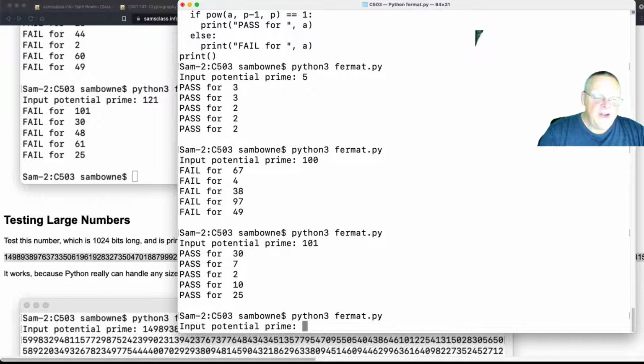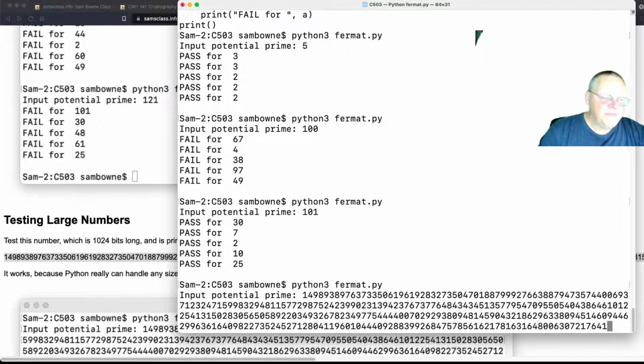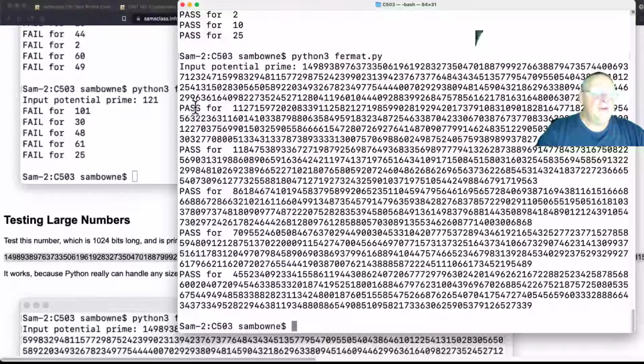And Python just does it very nicely. So that's 1,024 bits long. And you can see pass, pass, pass, pass, pass. Python calculates everything. It doesn't matter how big an integer is, it uses it, as long as you're careful to keep everything an integer and not let it switch to floating point mathematics.